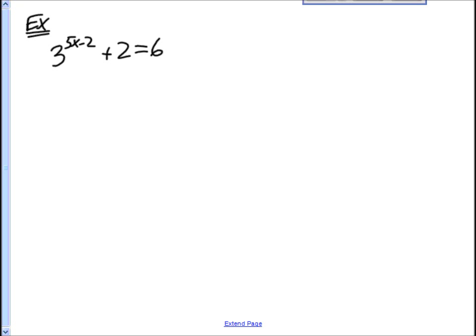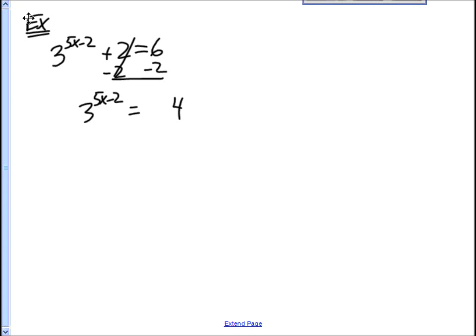Alright, so what if you got 3^(5x-2) + 2 = 6? First you want to isolate that 3^(5x-2). So isolate that exponential. Let's subtract the 2 first. 3^(5x-2) = 4.